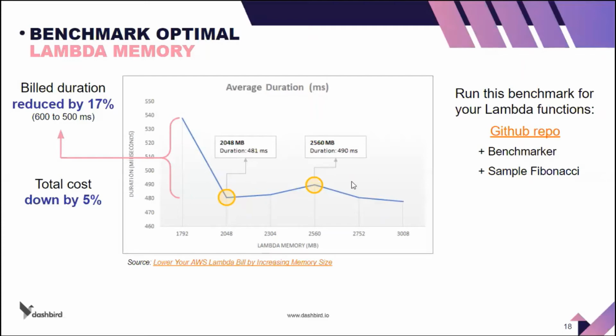And the results with the Fibonacci was that on around 1800 megabytes of memory, it was taking 600 milliseconds in billed duration, because AWS will round up to the next 100 milliseconds. So 600 here, and by increasing to 2 gigabytes of memory, it will reduce to 500 milliseconds billed duration. So it's a 17% reduction, which offsets to 5% savings at the end. And if we are running this function, I don't know, millions of times per day, it can be quite substantial savings.